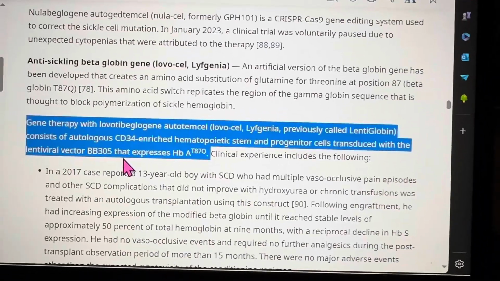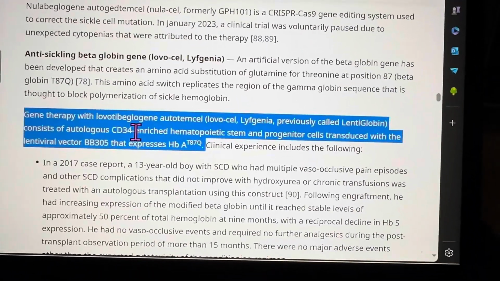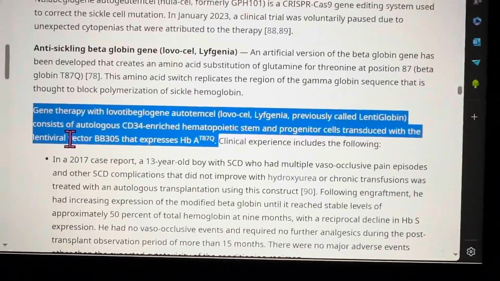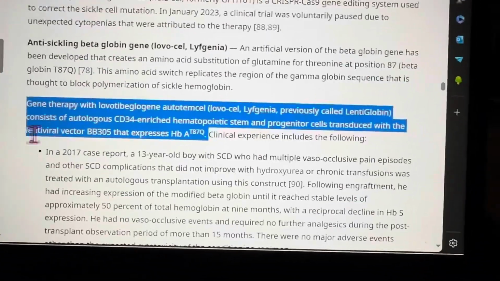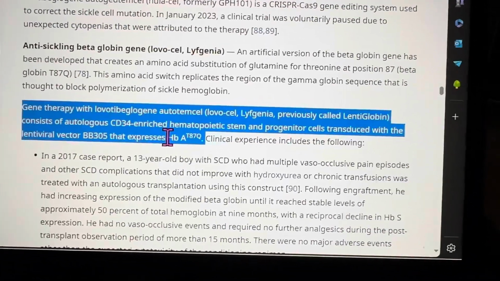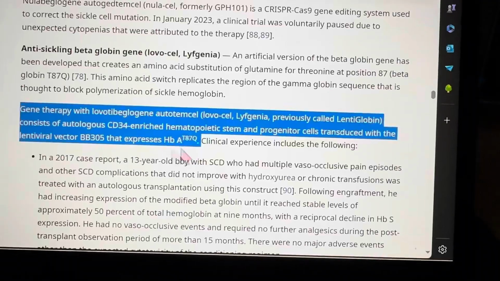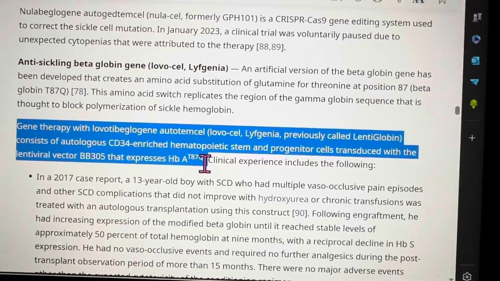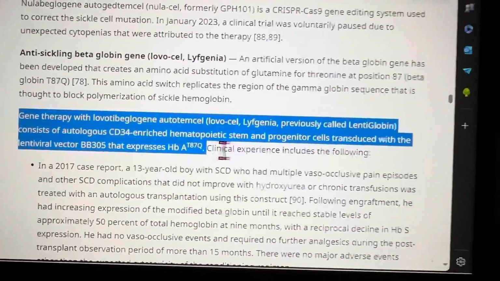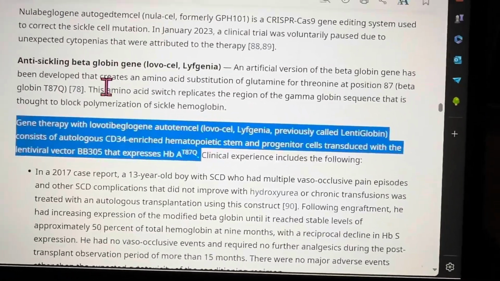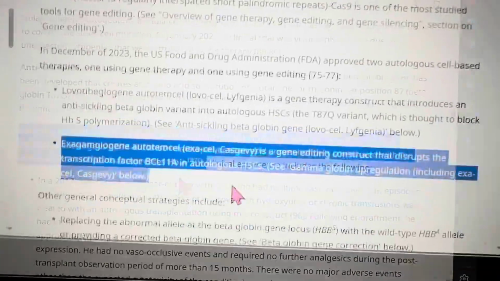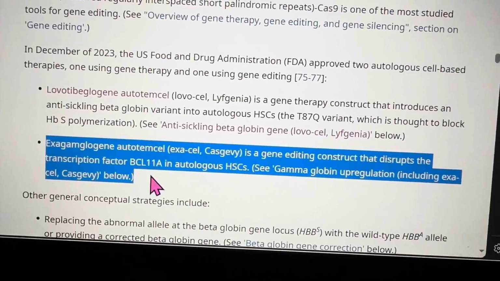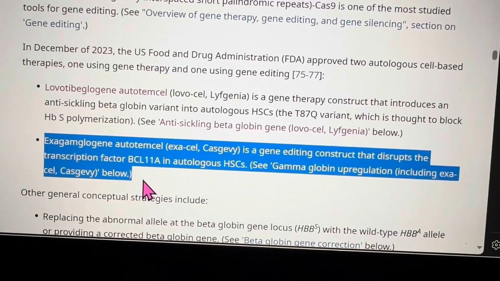We take the hematopoietic stem cells of the patient and treat them in the laboratory. We do the genetic manipulation through the lentiviral vector BB305, and that expresses hemoglobin A, T87Q. So this hemoglobin is resistant to polymerization. This is the basic principle of gene therapy. Now, what is the principle of gene editing? This is the same principle that is used in our New England Journal of Medicine study.